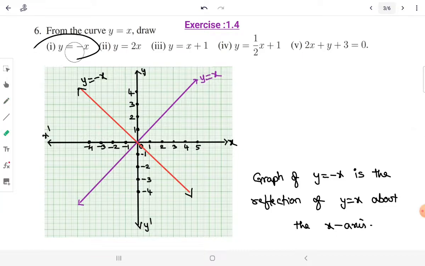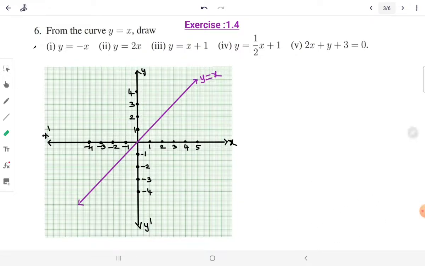Now let's see the second subdivision. The second subdivision says y is equal to 2x. This comes under dilation. What dilation says is, if this number is more than 1, the curve goes towards the y-axis. Now 2 is clearly more than 1. So since it is more than 1, it goes towards the y-axis like this, but it passes through the origin only.